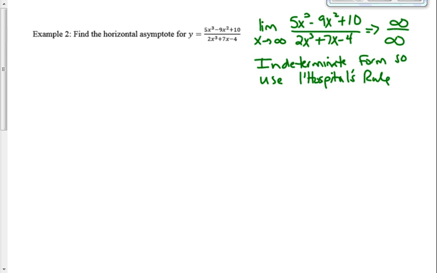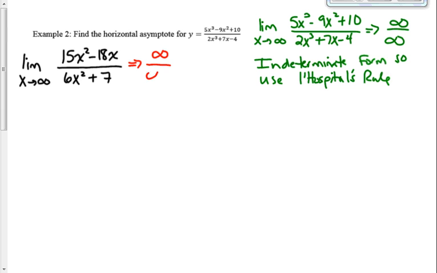So let's try that. So now we take the limit as x approaches infinity of the derivative of the top, 15x squared minus 18x over 6x squared plus 7. And let's go ahead and evaluate what we get now. And when I plug in infinity on the top, I still get infinity. When I plug in infinity on the bottom, I still get infinity, which is another indeterminate form, which means to use L'Hôpital's again. And I can use L'Hôpital's as many times as I need to. So let's go ahead and do it again.